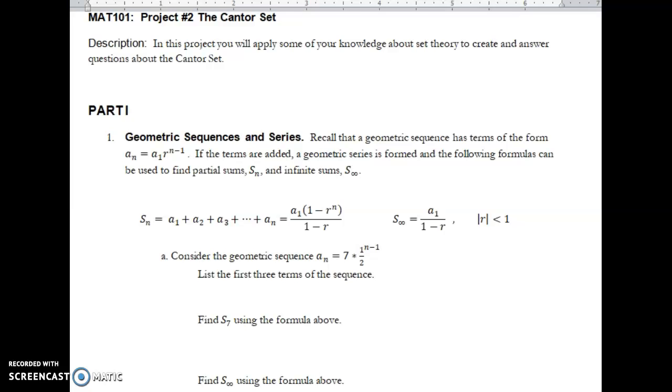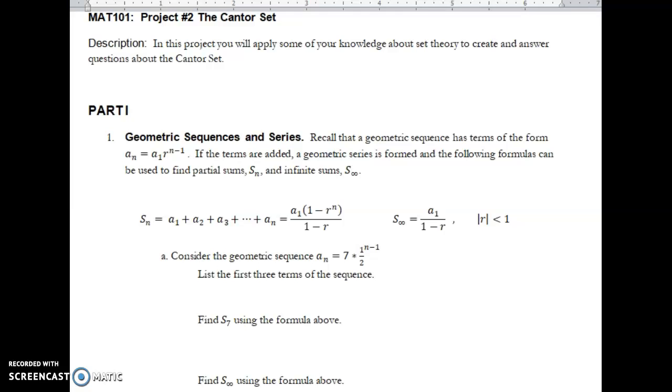Remember that a geometric sequence is built by starting with some first term and then multiplying by some number over and over again to generate the remaining terms of that sequence. Imagine taking a geometric sequence and taking a part of the terms or all of the terms of the sequence and adding them all together. So that's what we call a series.